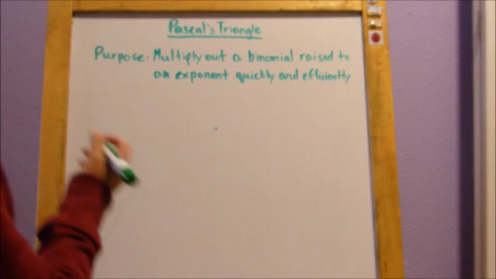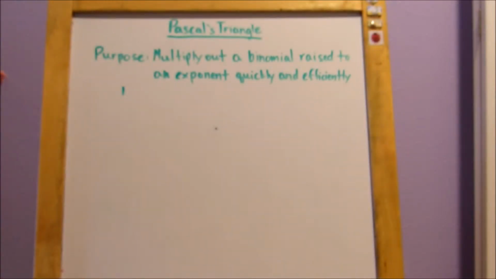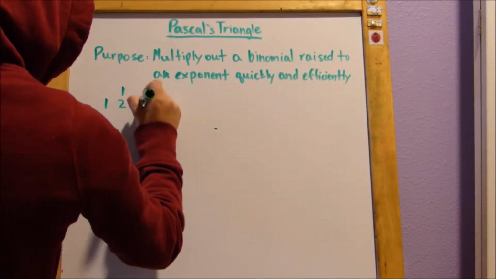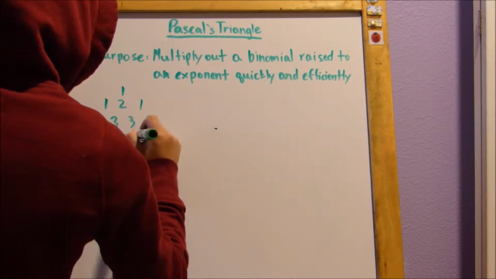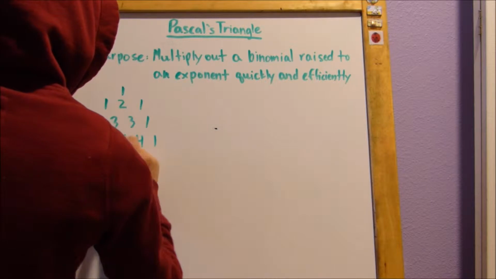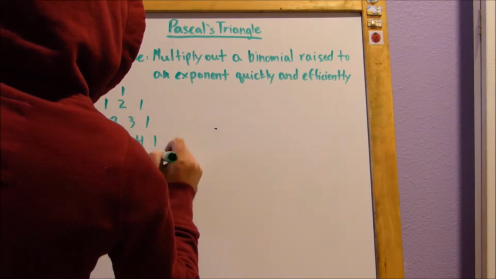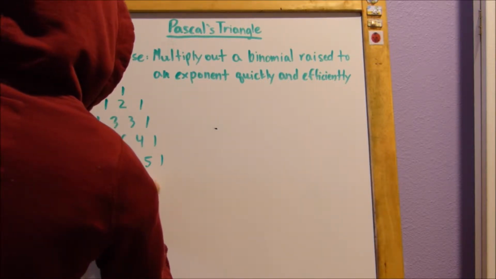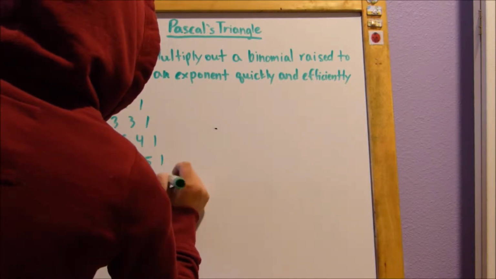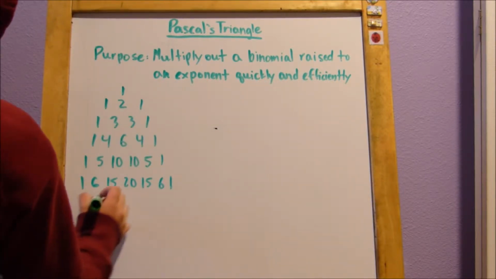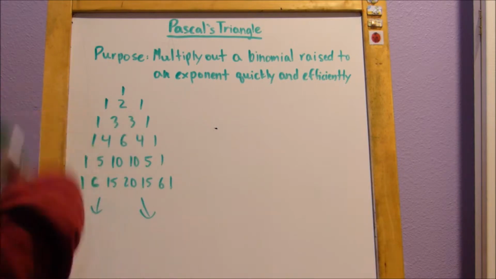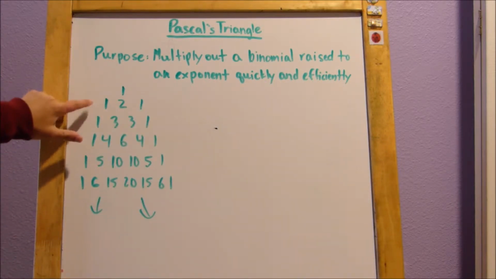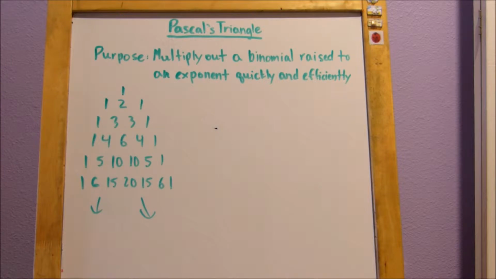Okay, so we start off with 1, with our first row. 1, 2, 1, 1, 3, 3, 1, 1, 4, 6, 4, 1, 1, 5, 10, 10, 5, 1, 1, 6, 15, 20, 15, 6, 1. And it just keeps going. I'll just stop there, because otherwise I'll just keep rambling, and we'll stop at the 6th row, right?